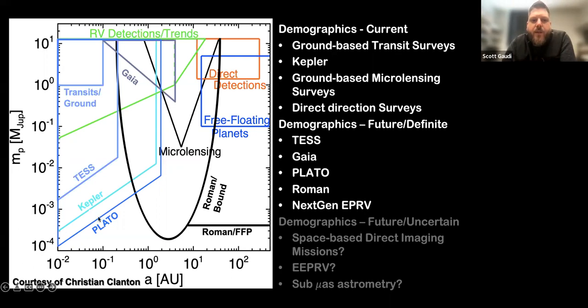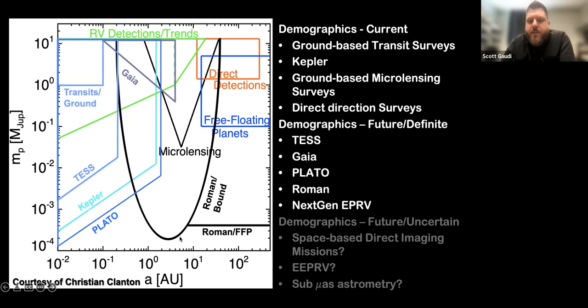And actually, Plato is really not very much more sensitive in terms of parameter space than Kepler, depending on exactly what their survey strategy is. If they do focus on the Kepler field for a couple of years, then they can extend the sensitivity of the Kepler field, and that's what I'm showing here notionally.